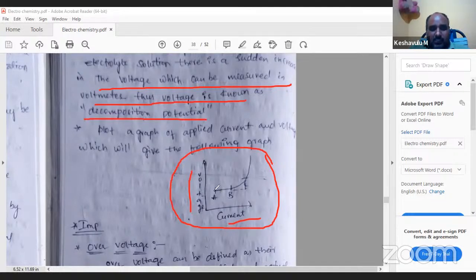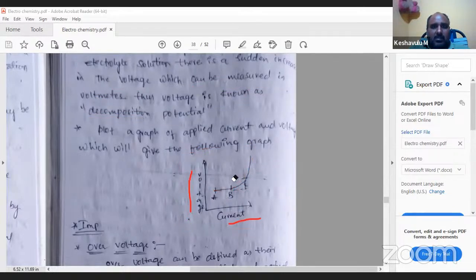What we are saying is that initially, at low current, there is a slight increase in the voltage. Later on, from B to C, the increment comes through like this. But here the sudden jump in voltage occurs at a particular position. Where the sudden jump in voltage occurs, we consider that as the decomposition potential. The voltage measured where the sudden jump happens becomes the decomposition potential.